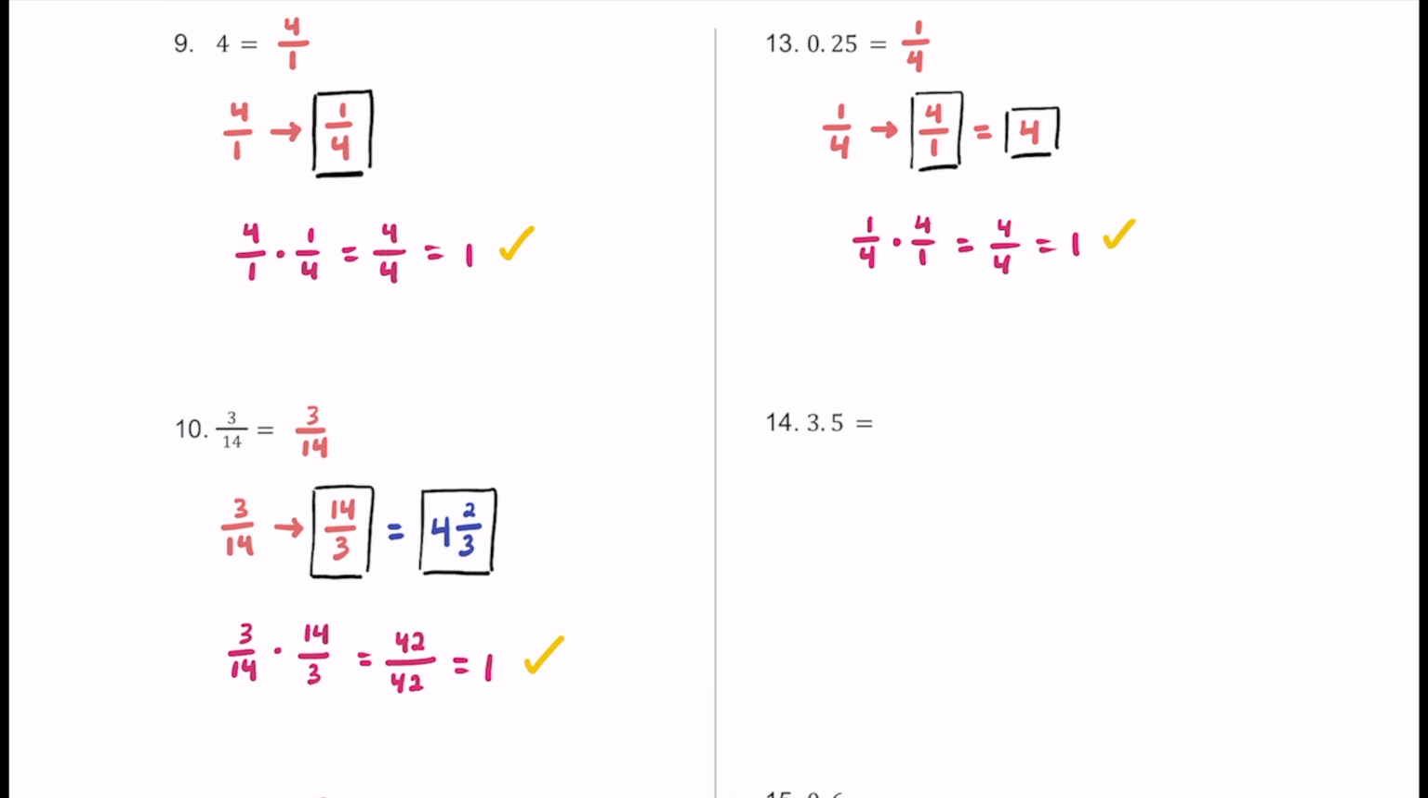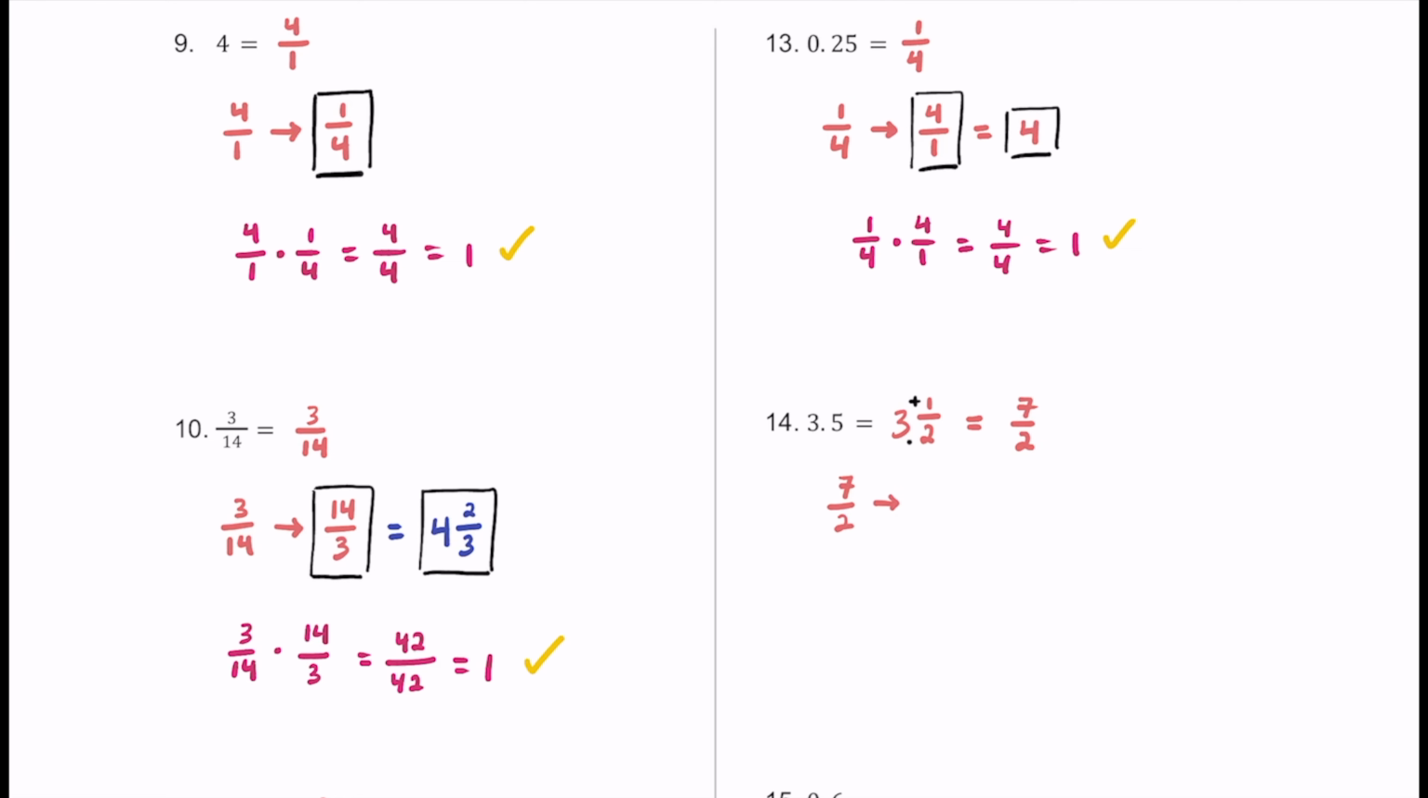So this one's pretty interesting. So 3.5 or 3 5/10 is the same thing as 3 1/2, right? So 0.5 is a half. Now, if you want to convert this, we still need to do one more step and make this an improper fraction. So 3 times 2, that's going to be 6 halves, plus 1 more half, that would be 7 halves. Okay, so we're taking this and we're rewriting it so it's going to be 7 over 2. So the original of 3.5 is the same thing as 7 over 2.